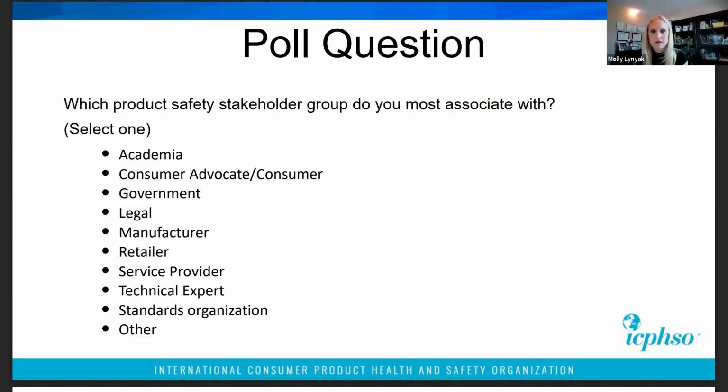And it looks like the largest number of folks on the call represent the retailer community, followed by manufacturers, technical experts, consumer advocates, and other. And if you're someone that falls into that other category, if you could just put in the chat what category that is, that would be helpful for us to know so we can make sure that we are getting the toolkit in front of all of the different types of stakeholder groups. Okay, so I'll go ahead and close the poll. And we can go ahead and move on to the next slide.